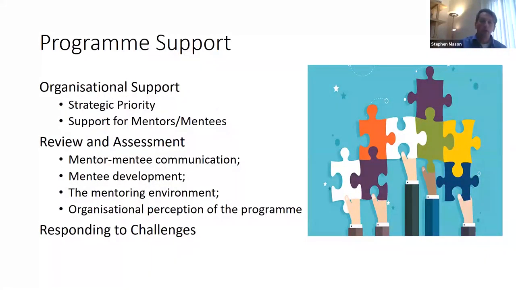And then once you've done your review of the organisational review, that will also link into programme support as well. And again, it's really important that there is structured support in terms of the mentoring programme. It needs to be seen as a strategic priority. And again, without it being seen as a strategic priority, there's likely to be not enough investment to make sure that programmes are maintained and survive. And within that, there needs to be sufficient support for mentors and mentees in some programs.